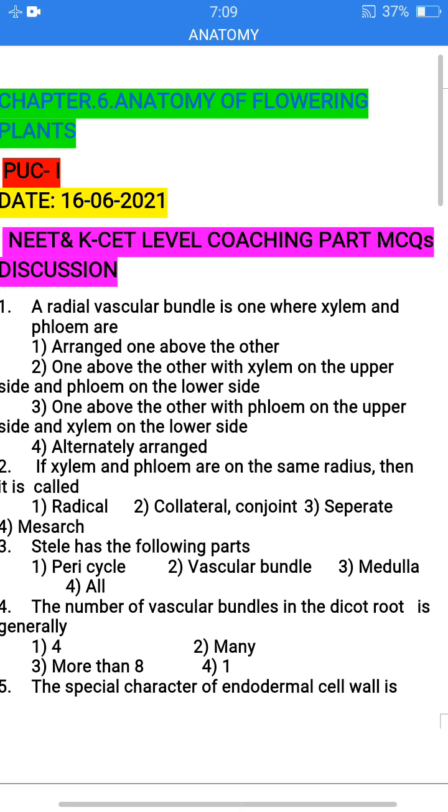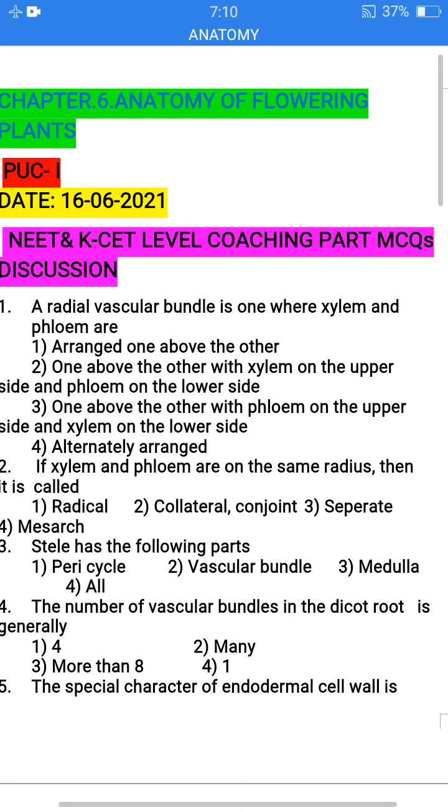Then I will tell you one more important explanation for this. In conjoint type of vascular bundles, the xylem and phloem are situated on the same radius of the vascular bundles. Such vascular bundles are common in stems and leaves. Understand? The conjoint vascular bundles usually have the phloem located only on the outer side of the xylem. Is this clear? Then next, let us go to the third question.